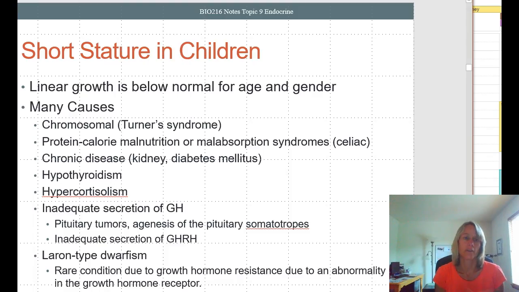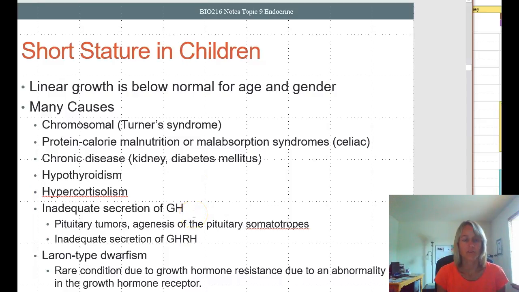Okay, so now I'm going to talk about short stature in children. It's not always caused by inadequate secretion of growth hormone. So let's look at some of the many causes. One cause could be chromosomal, as in the case of Turner syndrome. It could be due to protein-calorie malnutrition or malabsorption syndrome, such as celiac disease. Any chronic diseases such as kidney diseases or diabetes mellitus, hypothyroidism, hypercortisolism, and then of course we have inadequate secretion of growth hormone.